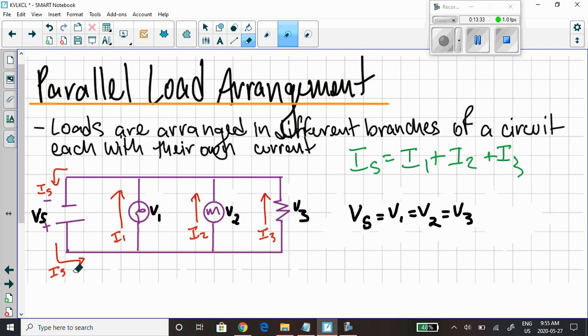So some of the charge goes through the first branch, some of the charge goes through the second branch, some of the charge goes through the third branch. So since the charge has been split up, each part of the charge, each part of the current loses the same voltage. So we have voltage at the source is equal to the voltage drop at the light bulb, V1, the voltage drop at the motor, V2, and the voltage drop at the resistor, V3. They're equal. Very different than the series load arrangement. This is parallel load arrangement.